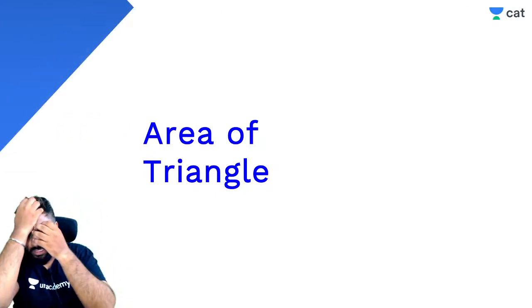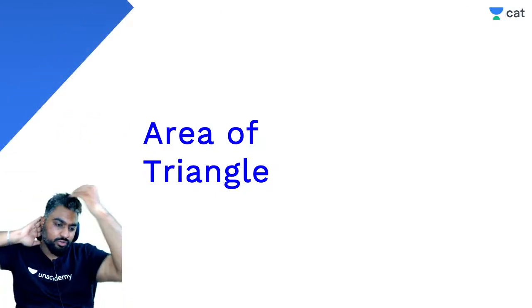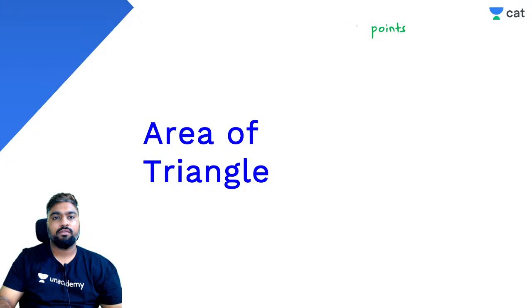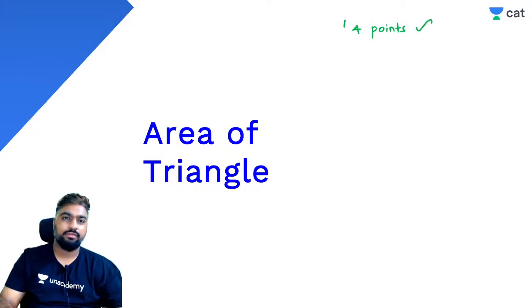Now let's move to the area part. So far everything that we've discussed with respect to points clear है ना? All 4 points: centroid, incenter, circumcenter and orthocentre. Check है? Beautiful. Now let's go to area. First we talk about area of a triangle, right?